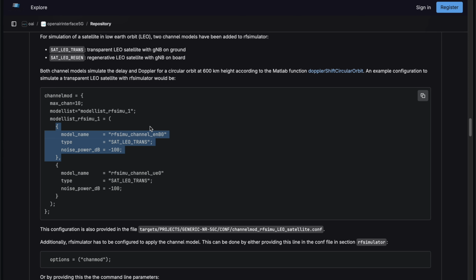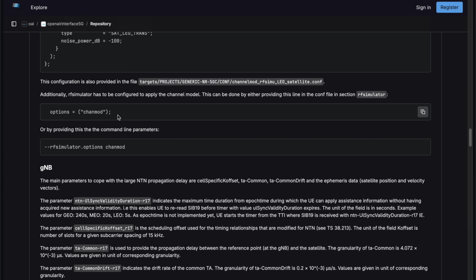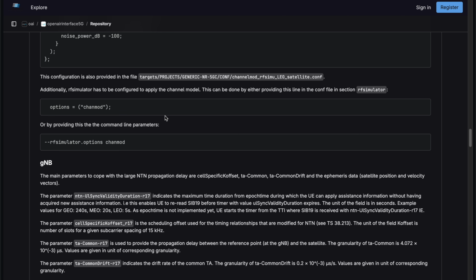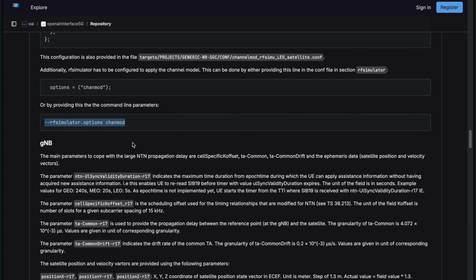We have two blocks. The above one is for the gNodeB and the below one is for the UE, with the type as transparent mode, and some noise is also added. Now we have some additional information. If you want to run the LEO mode, then you need to add this option in the config file itself. Otherwise, you can also give it as a command line parameter while running the gNodeB and UE commands.